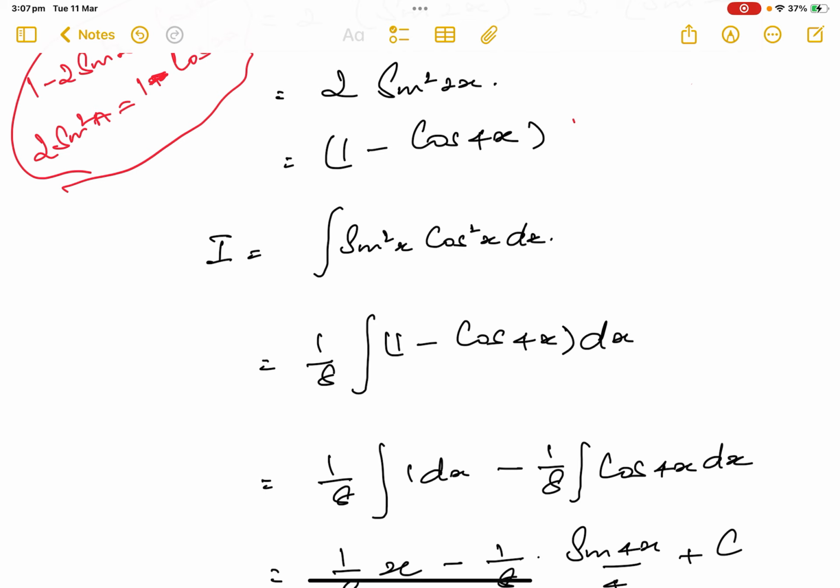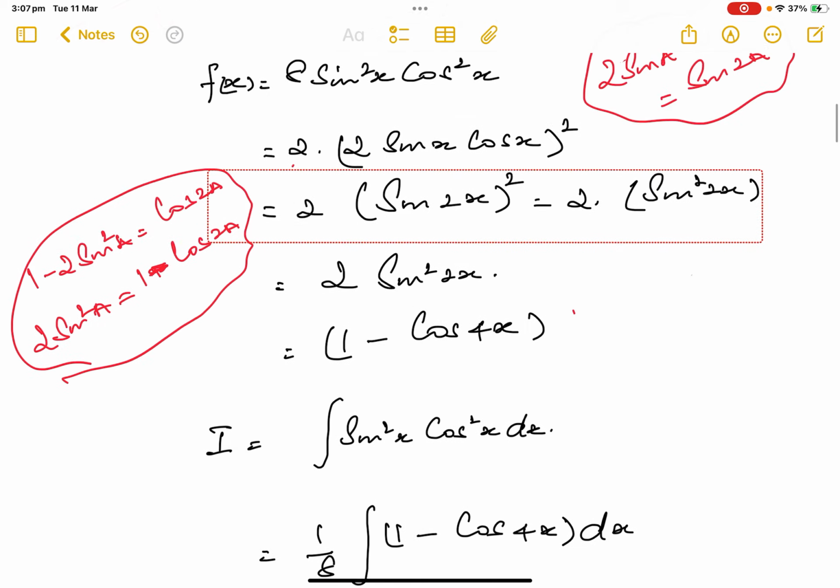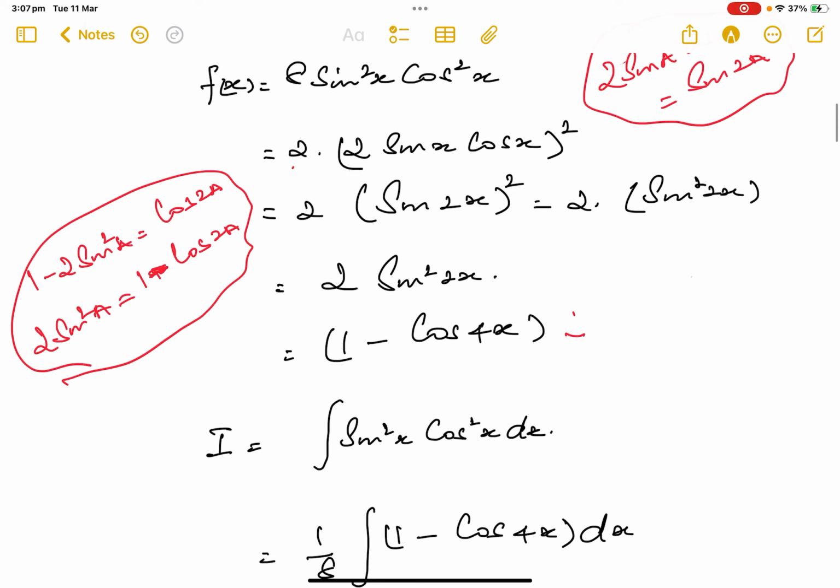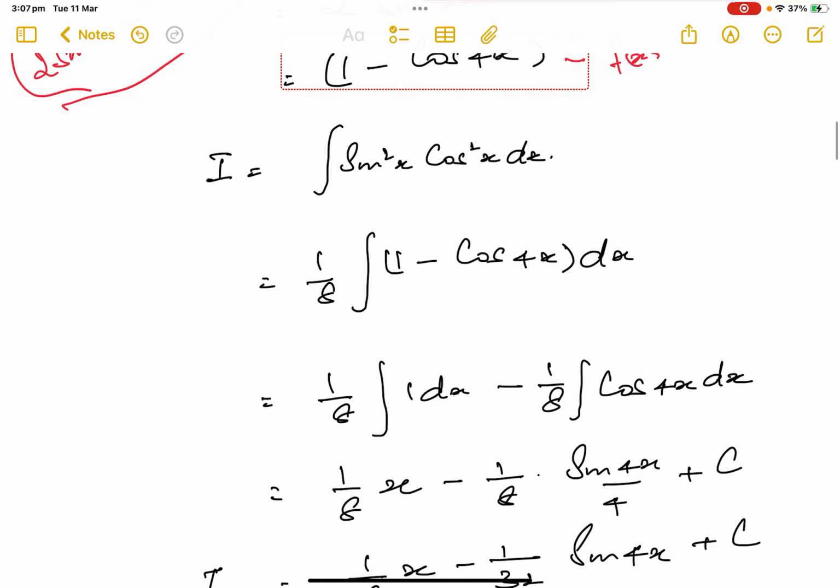So we know 8 sine squared x cos squared x is 1 minus cos 4x. Instead of 8, they just gave us sine squared x cos squared x. So I just multiply by 1 over 8, and put 1 minus cos 4x inside. Therefore, I took 1 over 8 and multiplied it by 1 minus cos 4x.